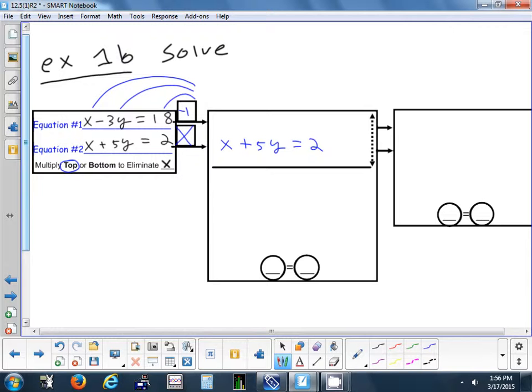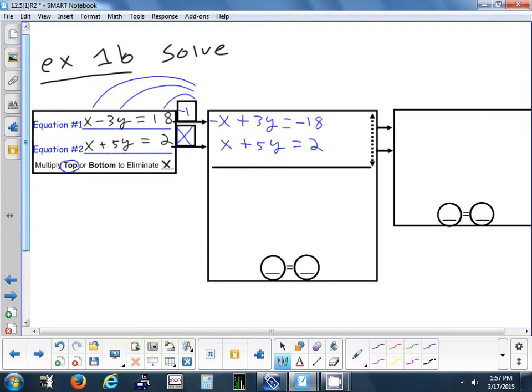What's negative 1 times x? Kayla? Negative 1 times x. Yeah, negative 1x, or just negative x. Dominic, what's negative 1 times negative 3y? Good. Positive what? 3y. Isaiah, on the other side, what's negative 1 times 18? Negative 18.